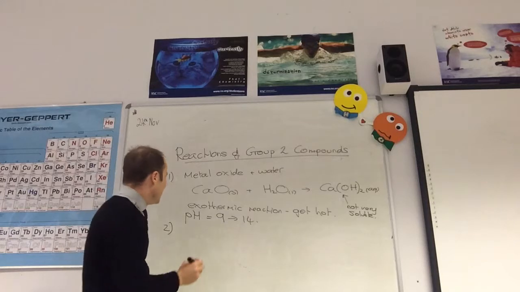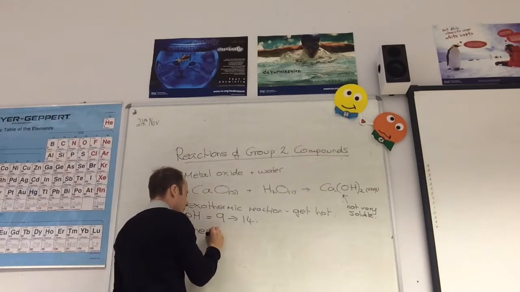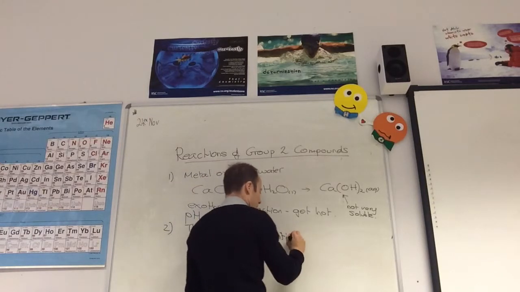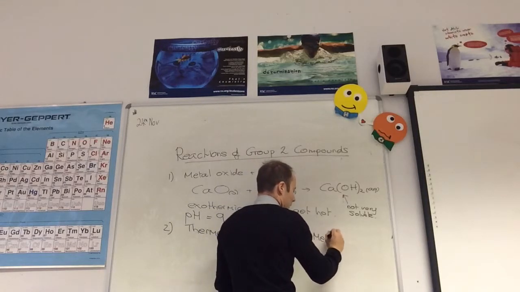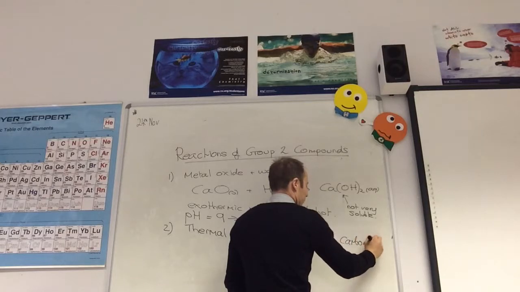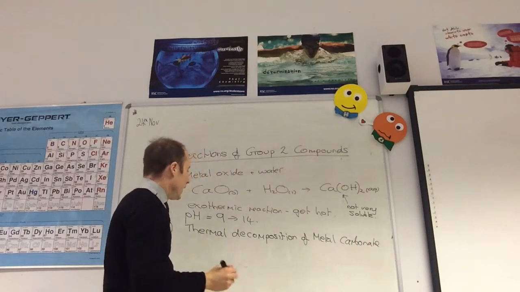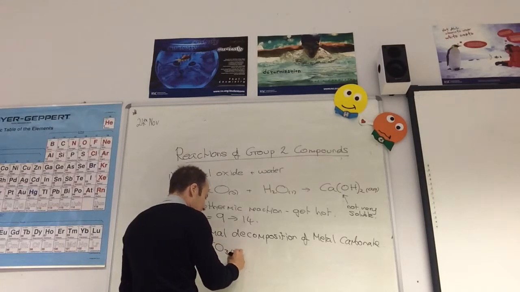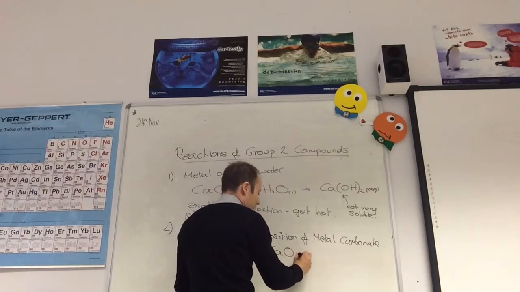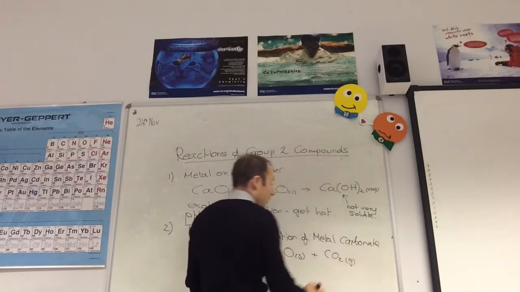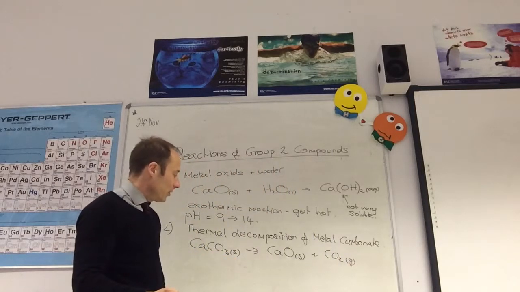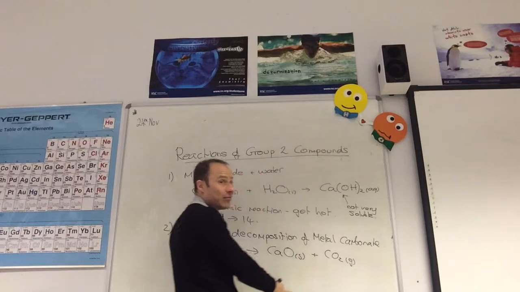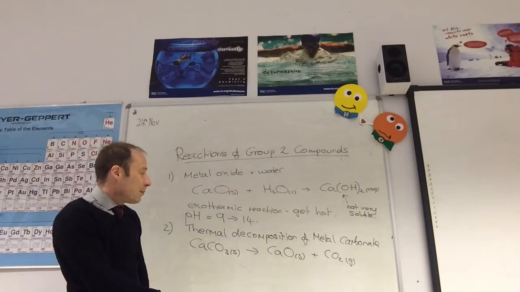Number 2 is the thermal decomposition of the metal carbonate. And let's do calcium carbonate. Calcium carbonate solid would go to calcium oxide as a solid plus carbon dioxide gas. Very tedious reaction. That's a white solid, that's a white solid, that's a colourless gas, so you don't really see much happening. How could you make it more exciting?